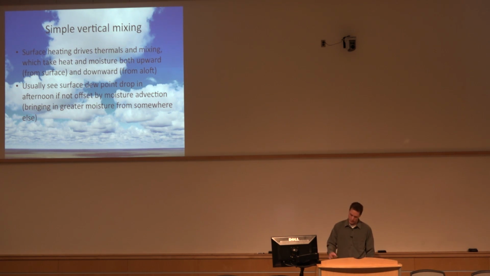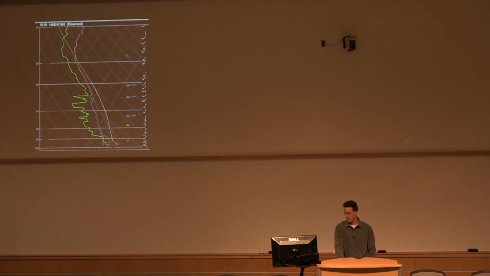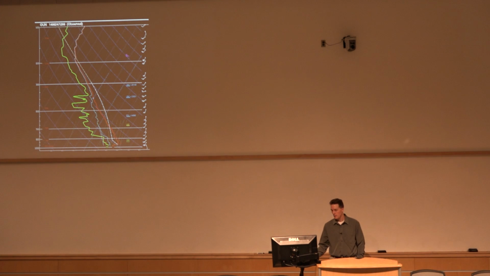If you have horizontal advection, then you can offset that. We'll show some examples here. So here's a sounding from Norman, and this is in August, typical, not terribly exciting summer regime. You notice the winds are relatively weak aloft. This is not a very baroclinic environment. So you would expect the heating and vertical mixing to be the primary contributing factor.